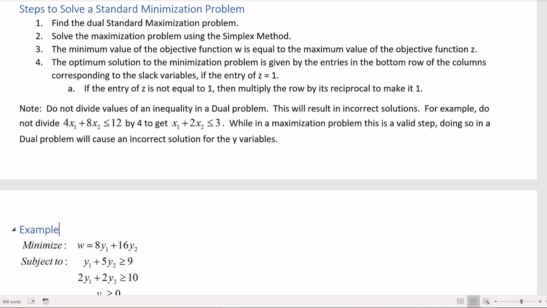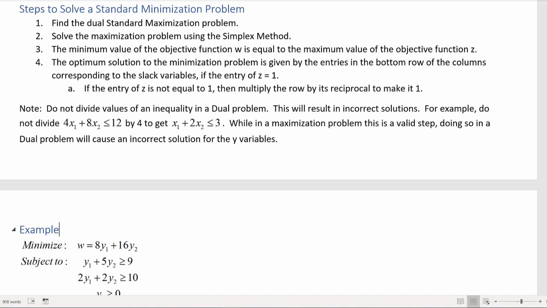Step 3, the minimum value of the objective function w is equal to the maximum value of the objective function z. So the answer to the max problem is the same as the answer to the min problem. To find out where that solution occurs, the optimum solution to the minimization is given by the entries in the bottom row of the columns corresponding to the slack variables, as long as the entry of z equals 1. Now, if the entry of z is not equal to 1, just simply multiply that row by its reciprocal to make sure that it is 1.